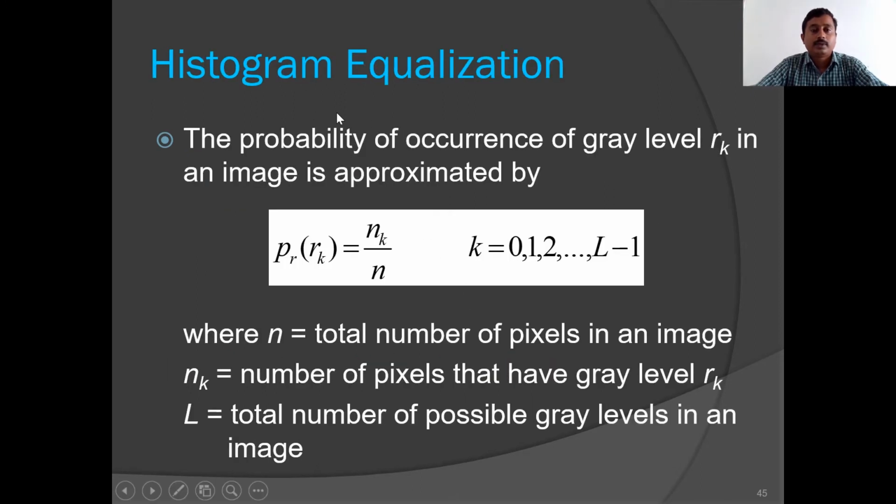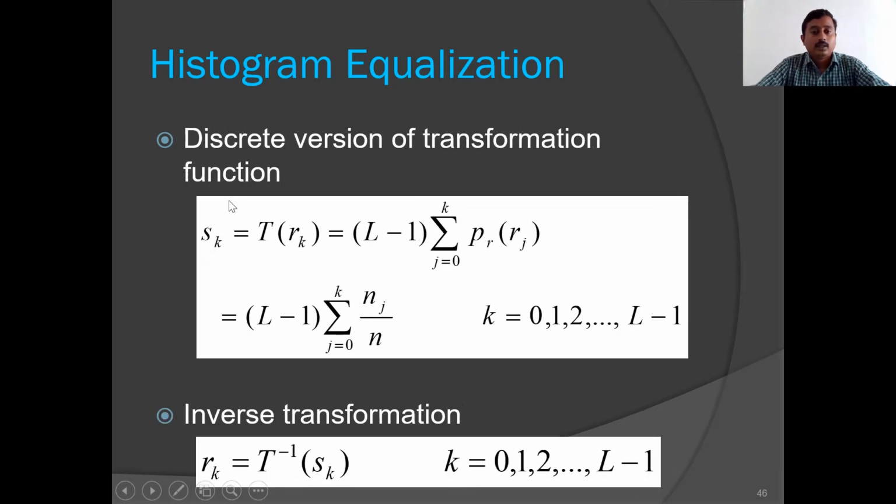The first step in histogram equalization is to find the normalized histogram, and we know the formula of that, which is P of Rk equals Nk divided by N, where Nk is the number of pixels that have gray level Rk, and N is the total number of pixels in an image. Now this is our transformation function, and it is a discrete version of the transformation function. We have the continuous version also, but as our intensity values are discrete values, we have to use this discrete version of the transformation function.